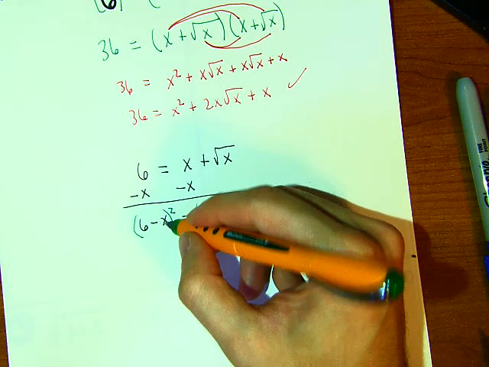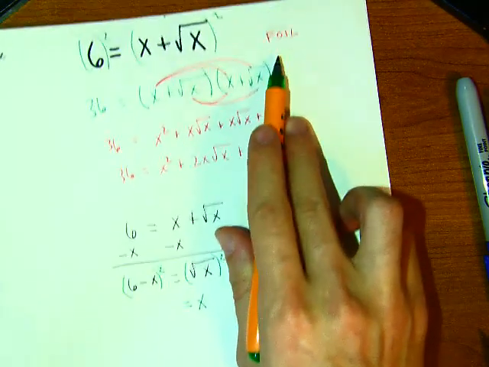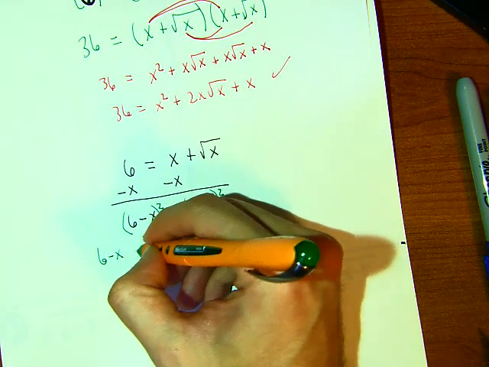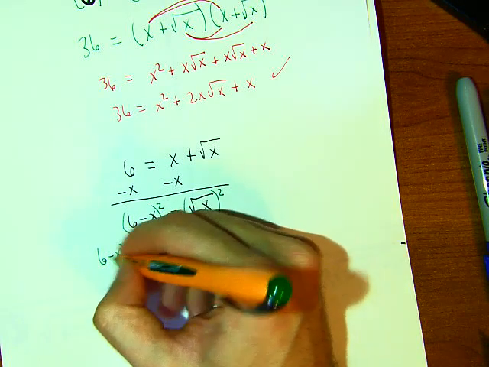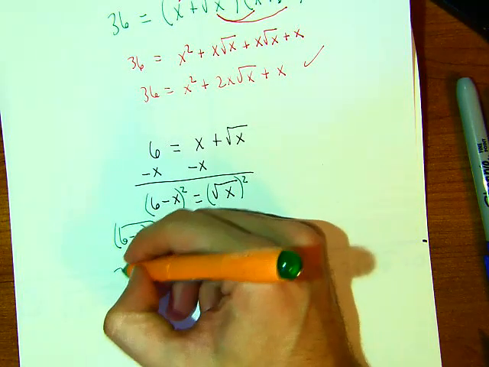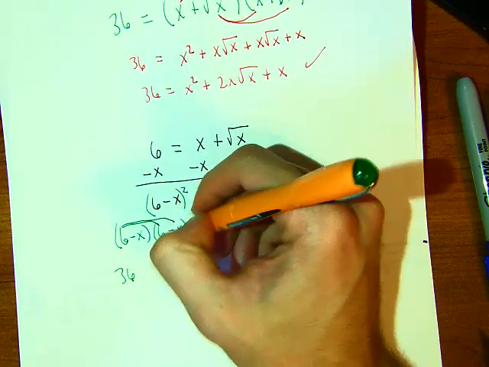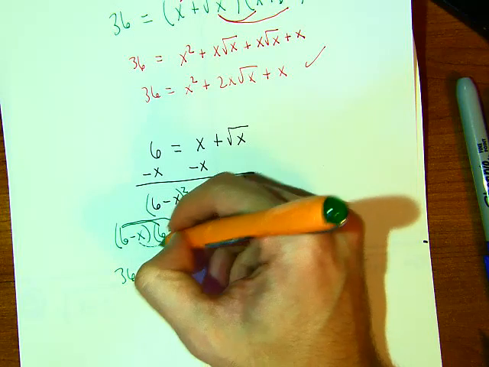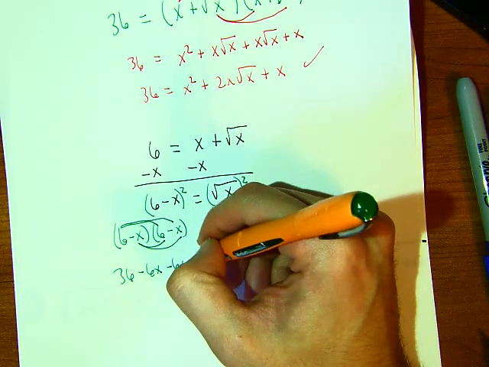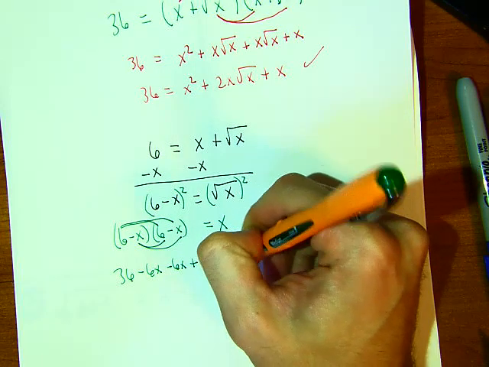But this, we're going to have to do the same thing we did here with the FOIL and represent this as 6 minus x times 6 minus x. Okay, but this we can do, right? 6 times 6 is 36. 6 times minus x is minus 6x. Minus x times 6 is minus 6x. And minus x times x is plus x squared, which equals x.